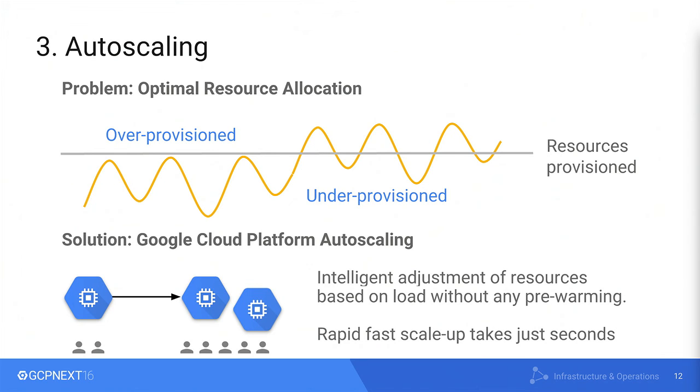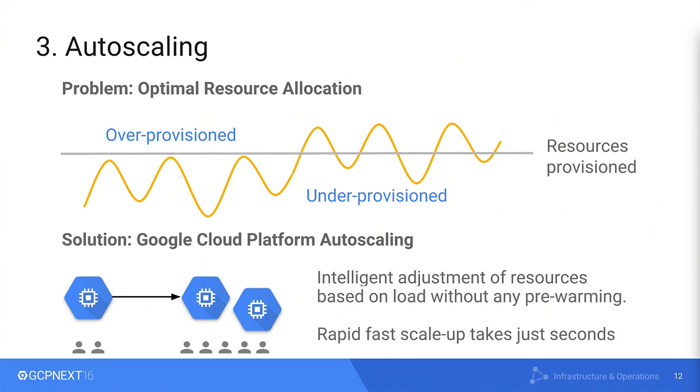And this is where Google Cloud Platform Autoscaling comes in. It intelligently adjusts resources based on load. So if your traffic grows, so do your resources. If your traffic shrinks, your resources shrink as well. But most importantly, to do this well, this auto-scaling does this scale up in a matter of seconds. There is no pre-warming needed.